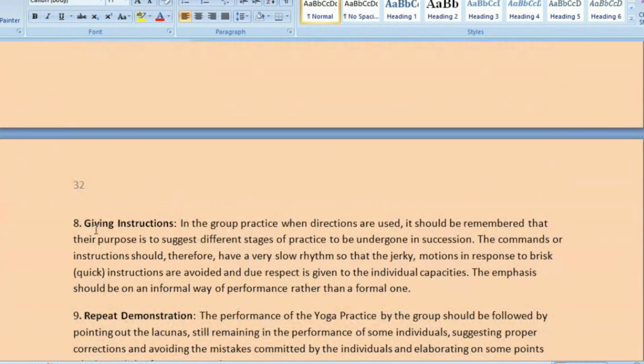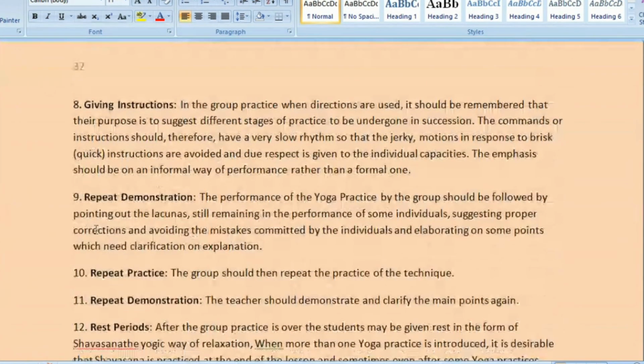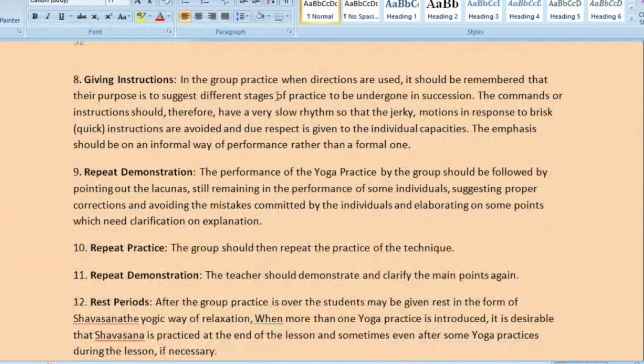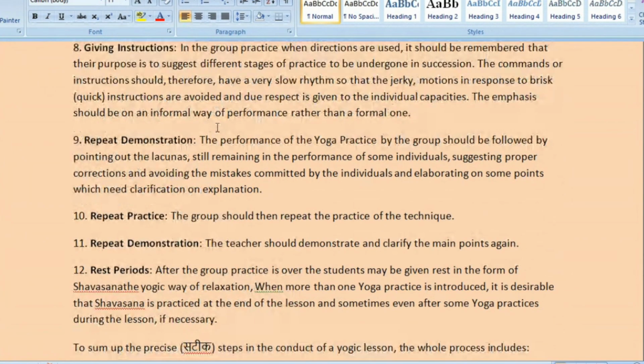Now, eighth point, giving instruction. In the group practice, when directions are used, it should be remembered that their purpose is to suggest different stages of practice to be undergone in succession. The commands of the instruction should therefore have a very slow rhythm so that jerky motion in response to brisk instruction is avoided and due respect is given to individual capacities. The emphasis should be on an informal way of performance rather than a formal one.